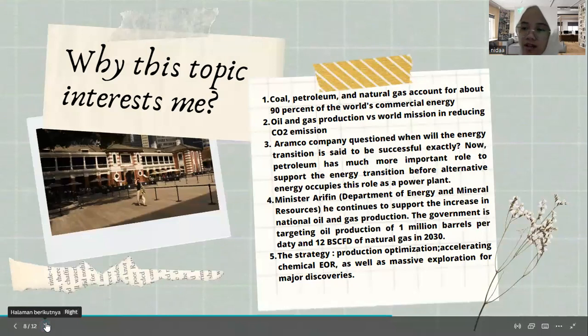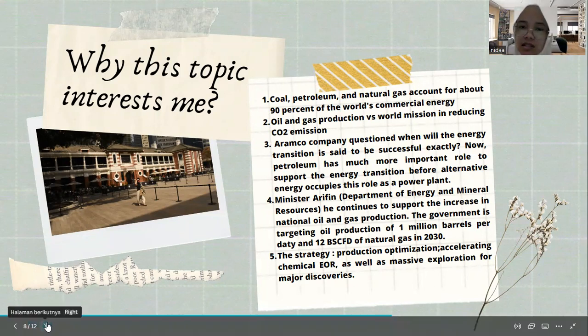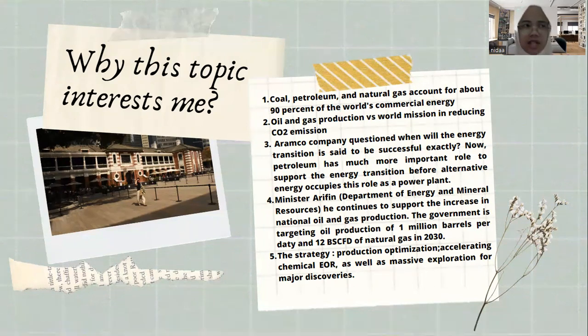And right now, what we are seeing is people around the world trying so hard to reduce the number of carbon emissions, right? So it's like gas production versus the world mission in reducing CO2 emission. However, professionals at Aramco, one of the biggest oil and gas companies in Saudi Arabia, have questioned when the energy transition will be successful, because now petroleum has a much more important role to support the energy transition before alternative energy can replace it as a power plant.